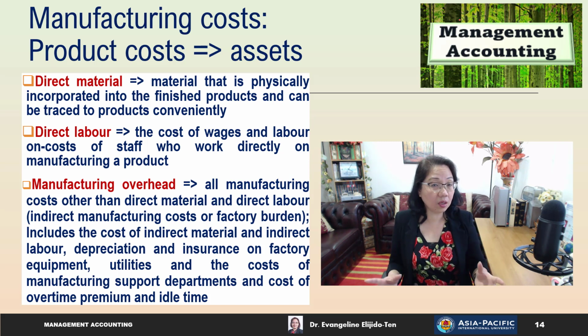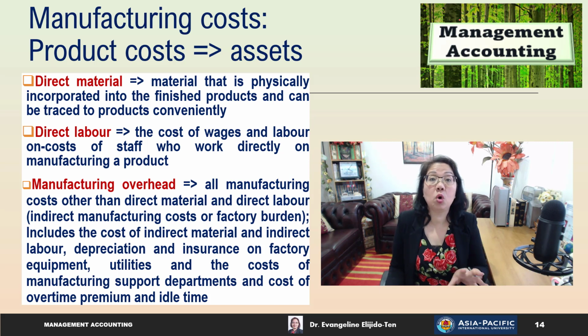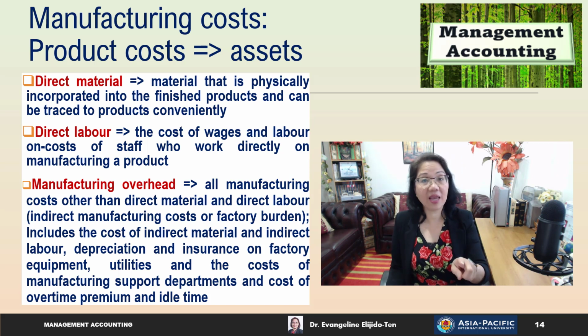So they may include indirect materials, they may include indirect labor, as well as the depreciation of the factory, the insurance, utilities, all the manufacturing costs that are incurred in the factory will be part of manufacturing overhead as long as they are neither direct material nor direct labor.